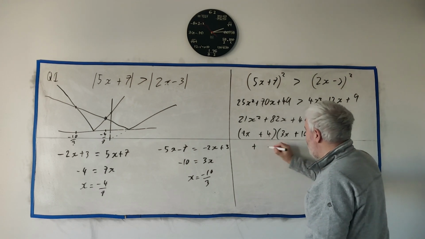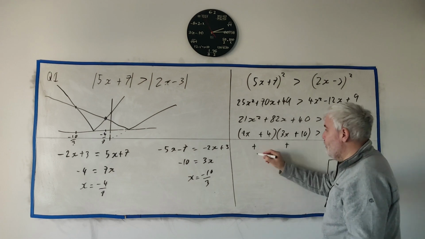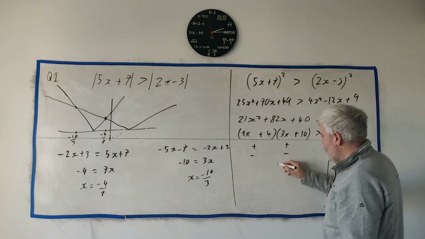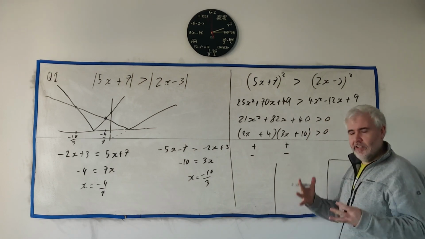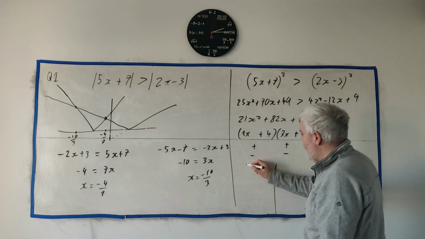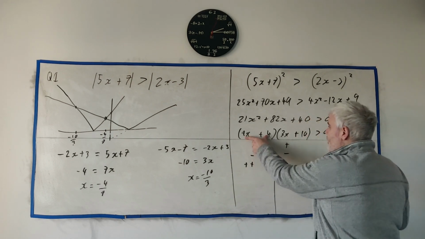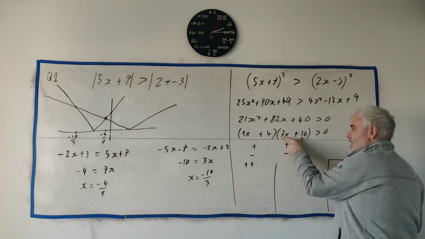That must mean it must be a plus and a plus, or it must be a minus and a minus. So let's split the world into another. I'm splitting the world lots of times here. We'll do the plus plus world. That means this guy's bigger than 0 and this guy's bigger than 0.